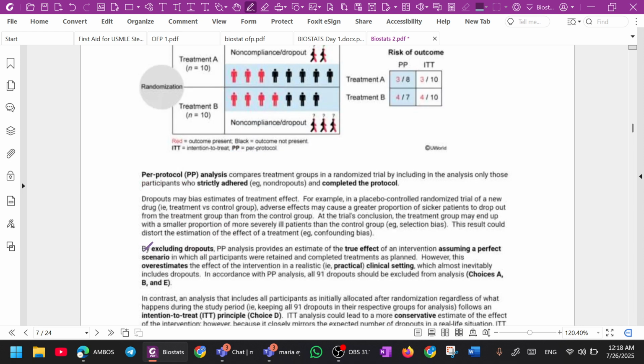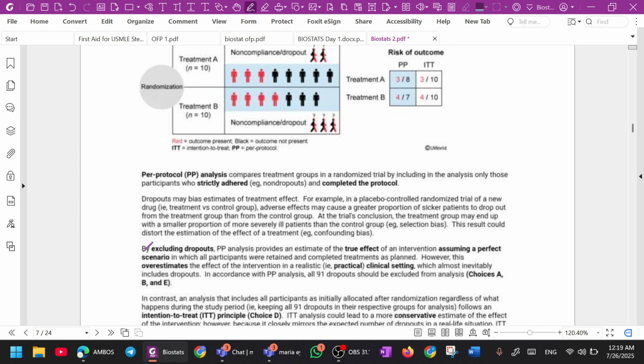Per protocol analysis compares the treatment groups in a randomized trial by including in the analysis only those participants who strictly adhered to and completed the protocol. Dropout may bias estimates of the treatment effect. For example, in a placebo-controlled randomized trial of a new drug treatment versus control group, adverse effects may cause a greater proportion of sicker patients to drop out from the treatment group than from the control group.